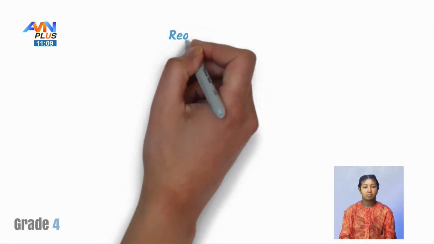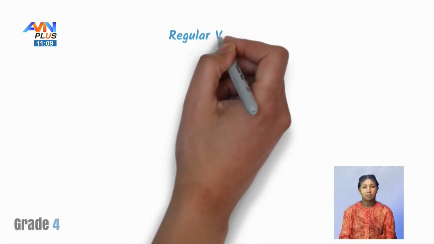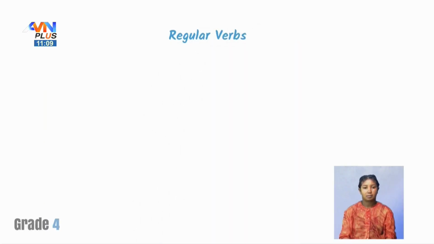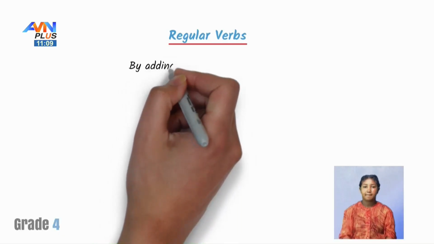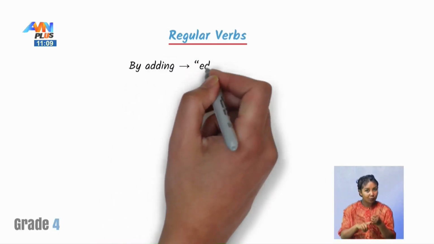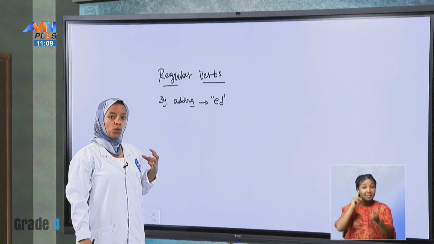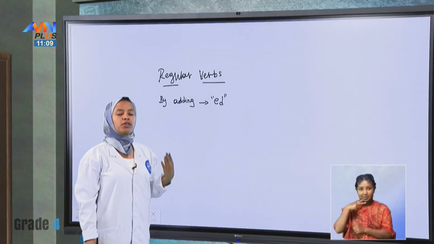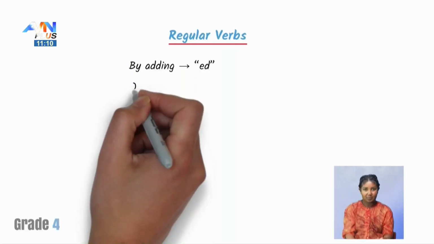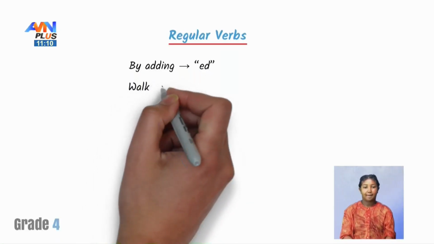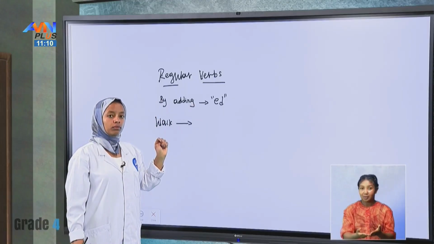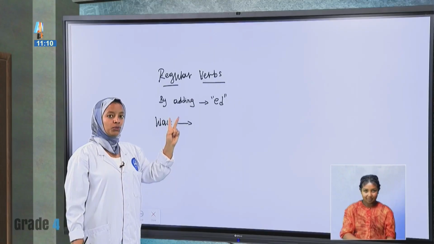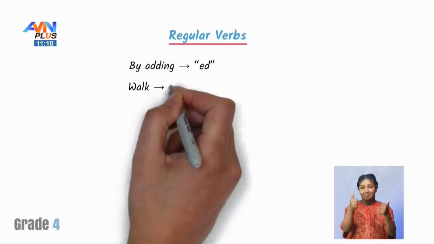This is a regular verb. ed at the end of the main verb. At the end of where? The main verb. Let me give you more examples. Walk. So let's change this word by adding ed. 1, 2, 3. Bravo, students. Walked.